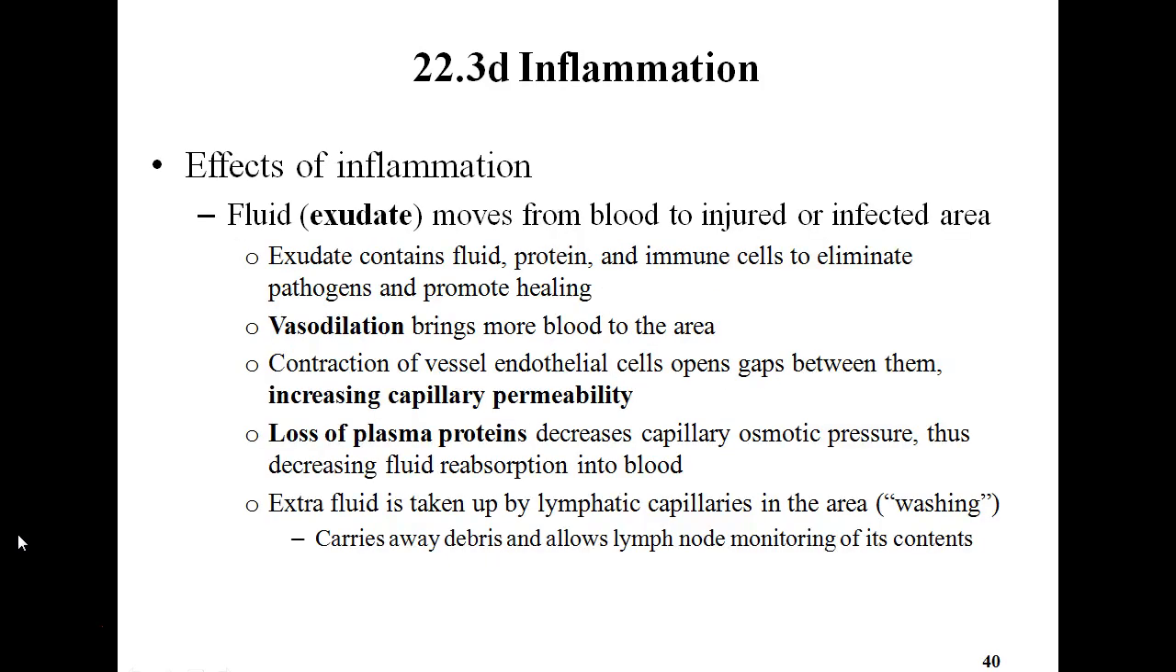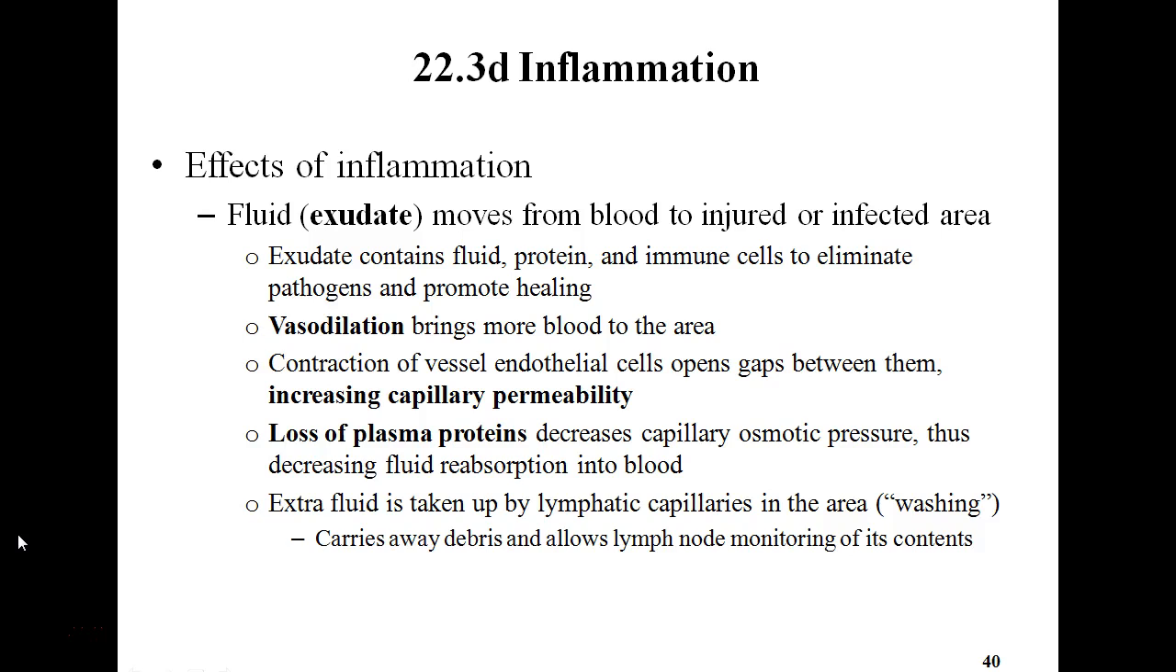And in the final process of inflammation, we get fluid called exudate that moves from the blood to the injured or infected area. Exudate is a sort of increased fluid. It's going to also have protein in there and immune cells. And so this exudate is going to sort of flood into the interstitial space. Well, then this exudate gets taken up by the lymphatic system, and that lymphatic system is going to monitor the lymph as it passes through the lymph nodes.